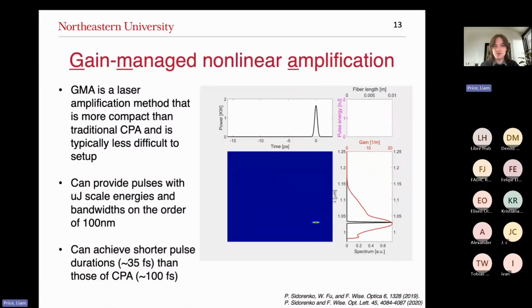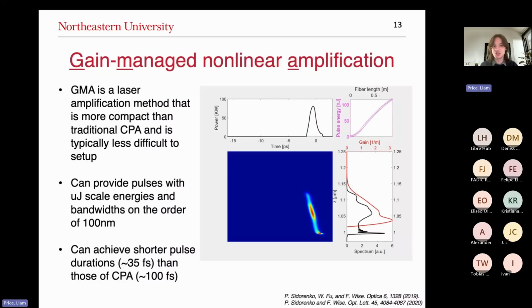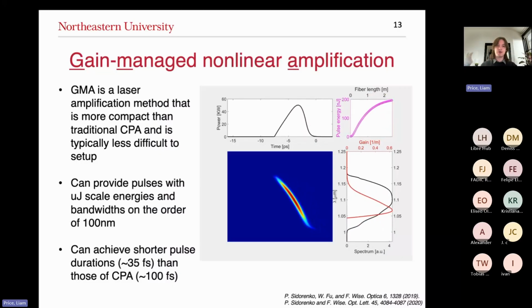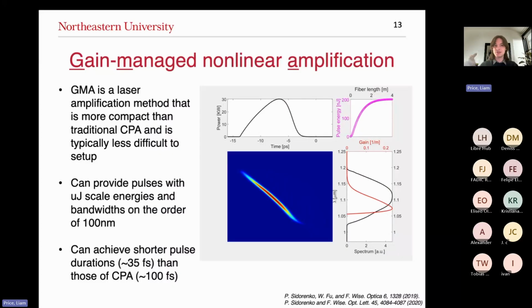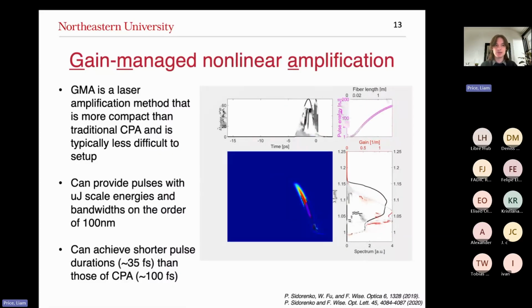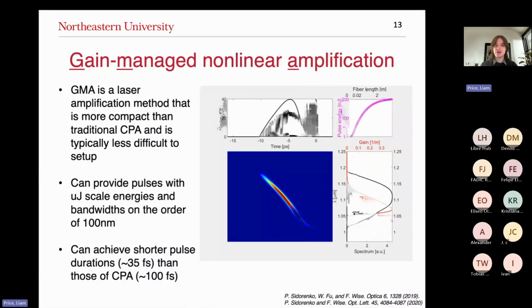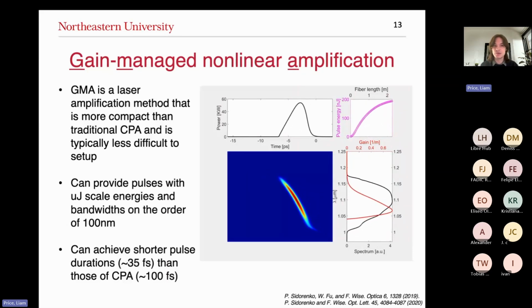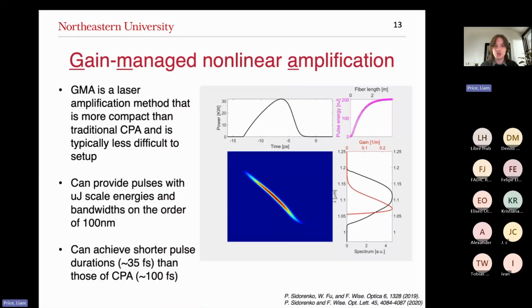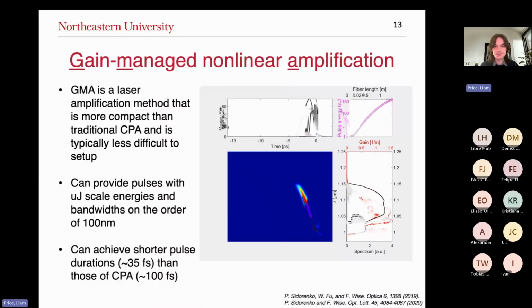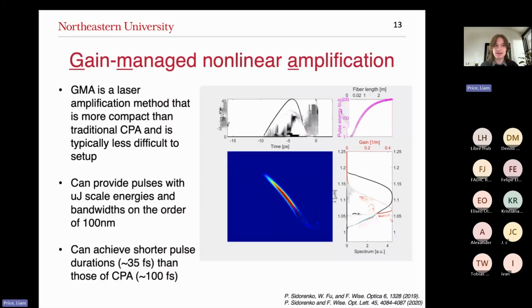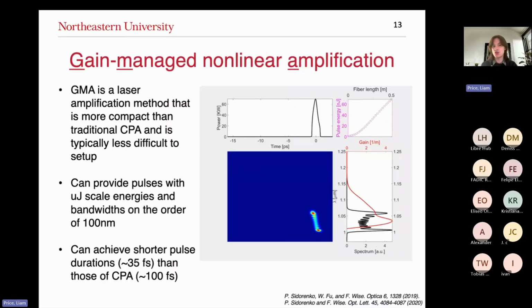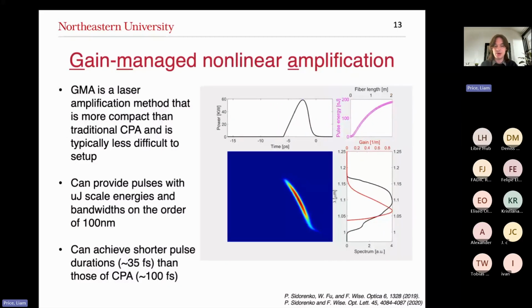For any of you that might be less familiar with laser amplification, a really common method is called CPA. Essentially you take your laser pulse, stretch it out using diffraction gratings, and then send that stretched pulse through a gain fiber, and as it travels through, it's amplified. Then at the output, you can recompress your pulse so you have a very powerful and very short pulse. The difference for GMA is that you send a very short laser pulse into your gain fiber.